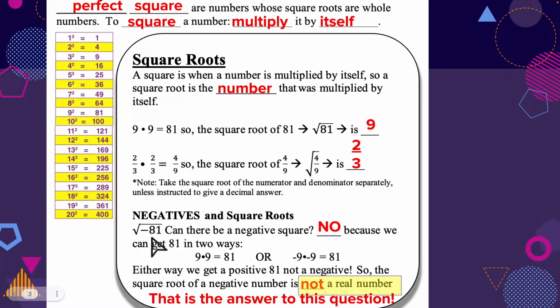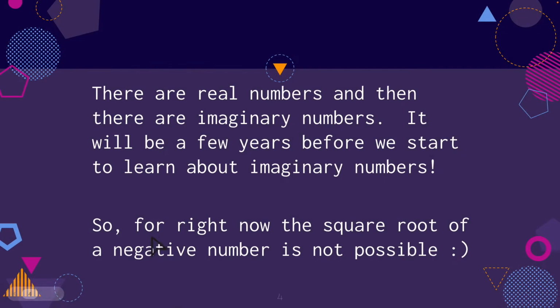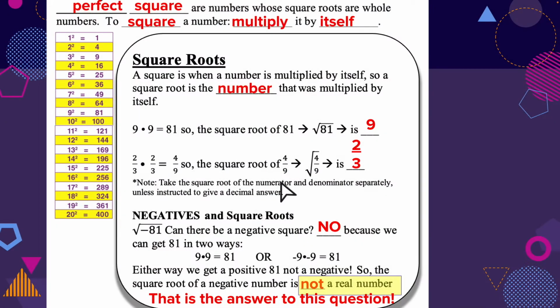Okay? So there are real numbers, and then there are imaginary numbers. It'll be a few years before we start to learn about imaginary numbers. So for right now, the square root of a negative number is not possible. So just to kind of recap that, this is going to be possible later. There is a way to write this where it's not just not a real number. But for right now, that's all we're focused on.